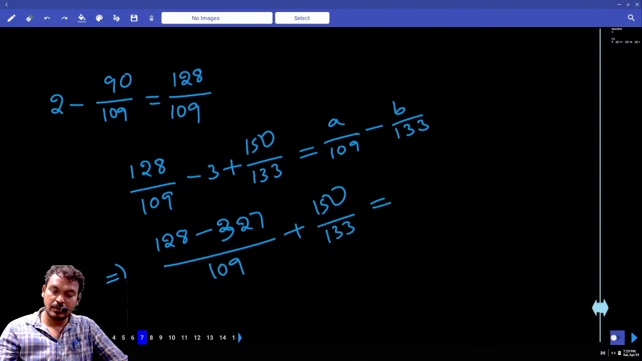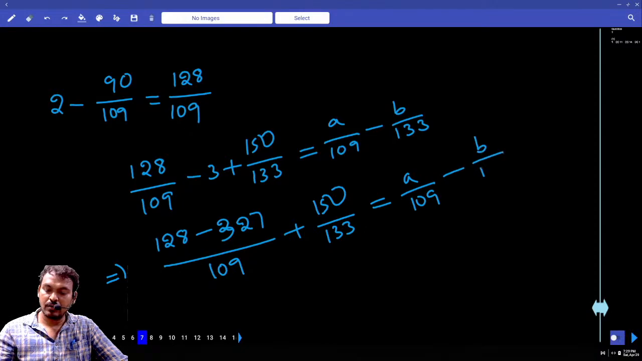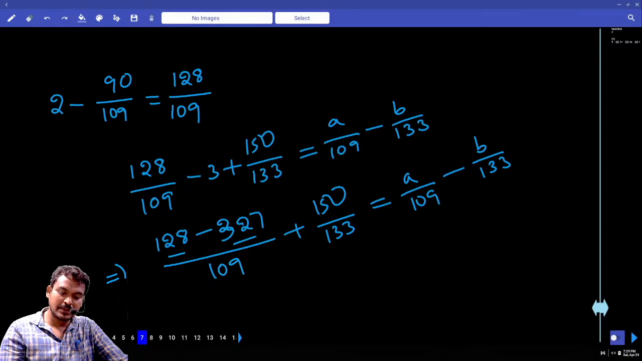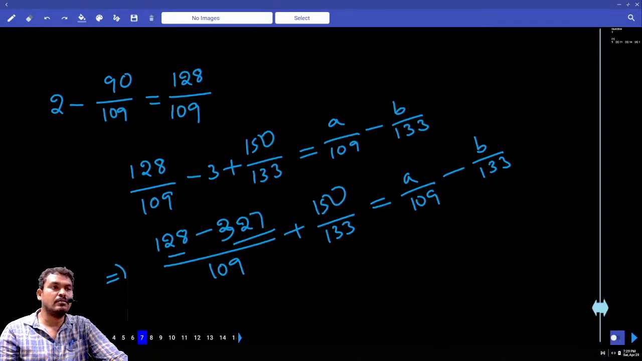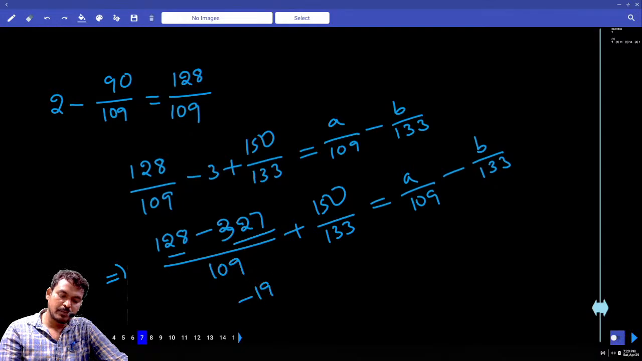133 equal to A by 109 minus B by 133. First, 128 minus 327. What is the difference? 199, negative 199 or positive 199? Negative 199 by how much value?